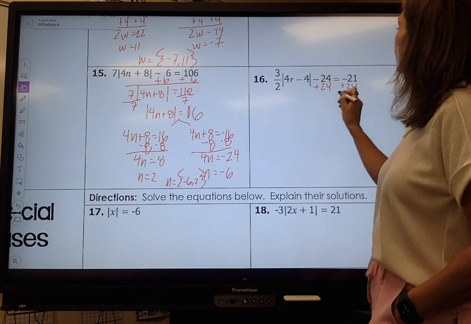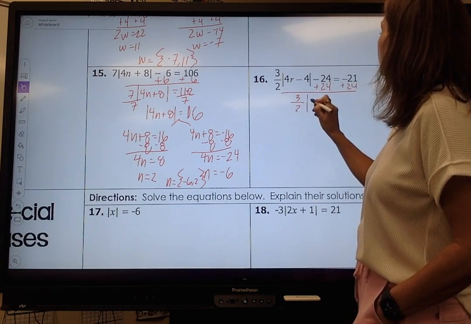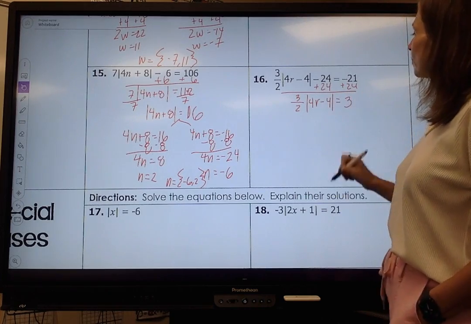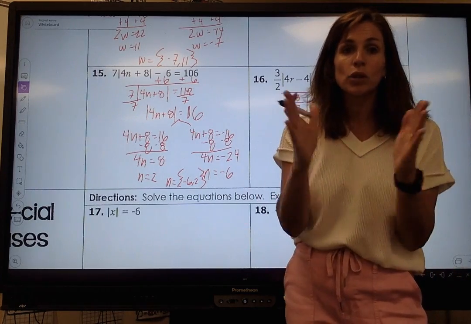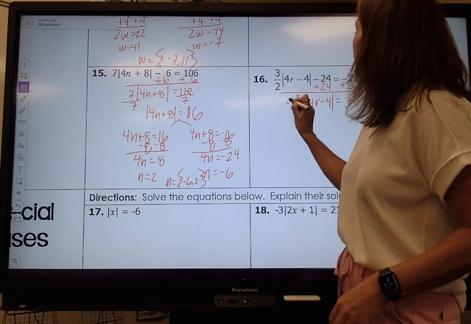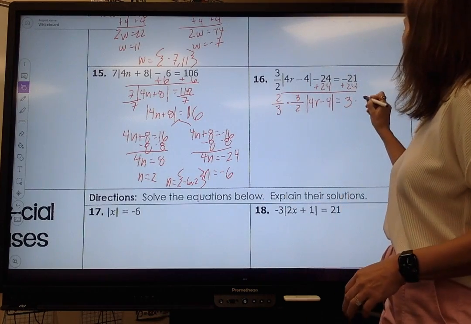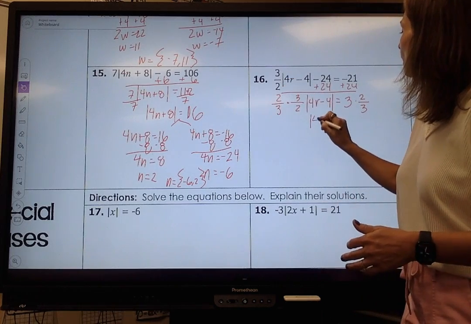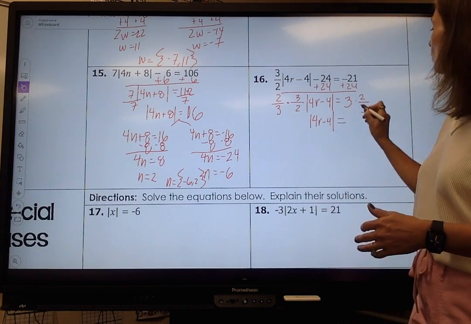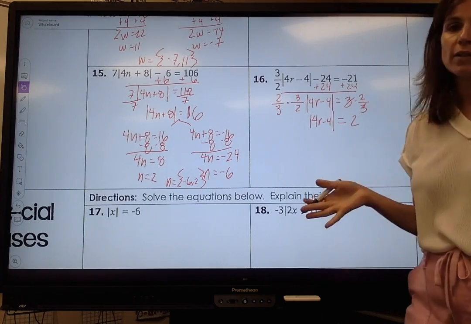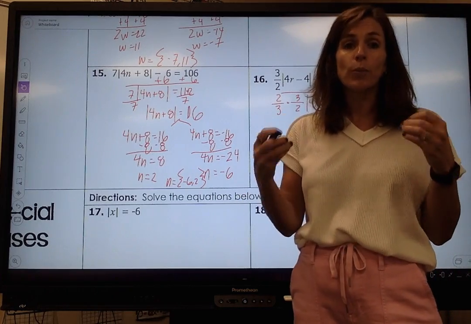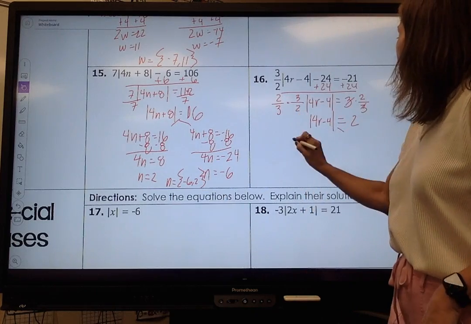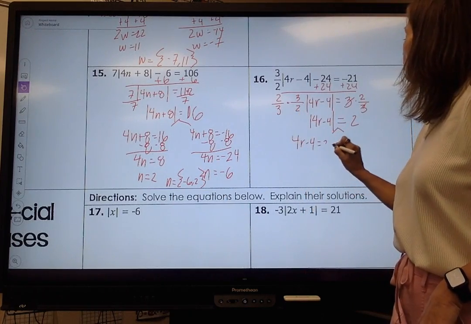I'm going to add 24 to both sides. I get 3/2 times the absolute value, which is now going to be equal to 3. How do you get rid of this 3/2? Multiplicative inverse. You multiply by 2/3. My 3's cancel out, my 2's cancel out, and I'm left with the absolute value equals 2, because my 3's cancel out. These are not difficult. Just know your properties. Now, absolute value, it's isolated. What do we do? We branch.